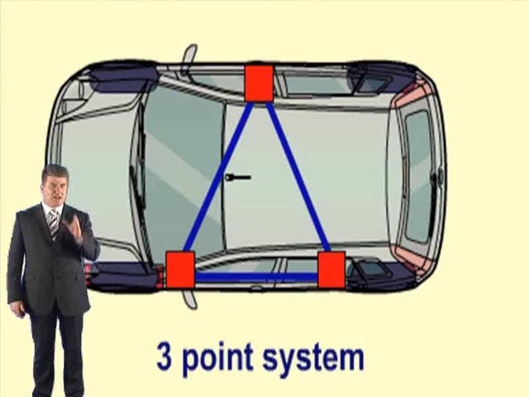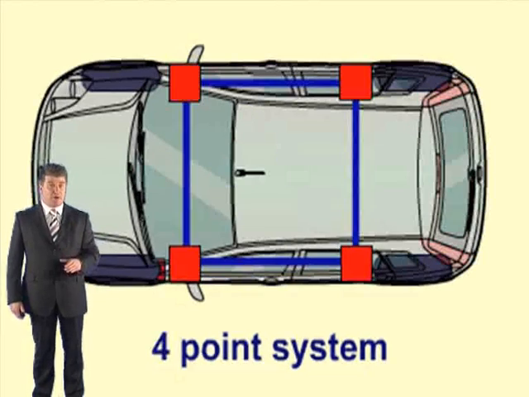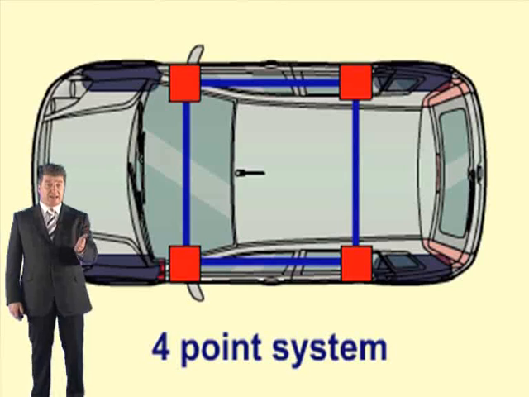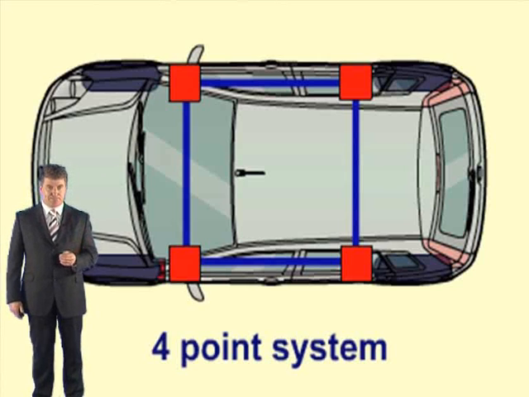As you can see here, 3 points. However, if possible, you should have 4 points for stabilisation, as you can see here. So your minimum is 3 points. However, ideally 4 points. That's the 3-point system, and there's a 4-point system. Ideally, you want the 4-point system.